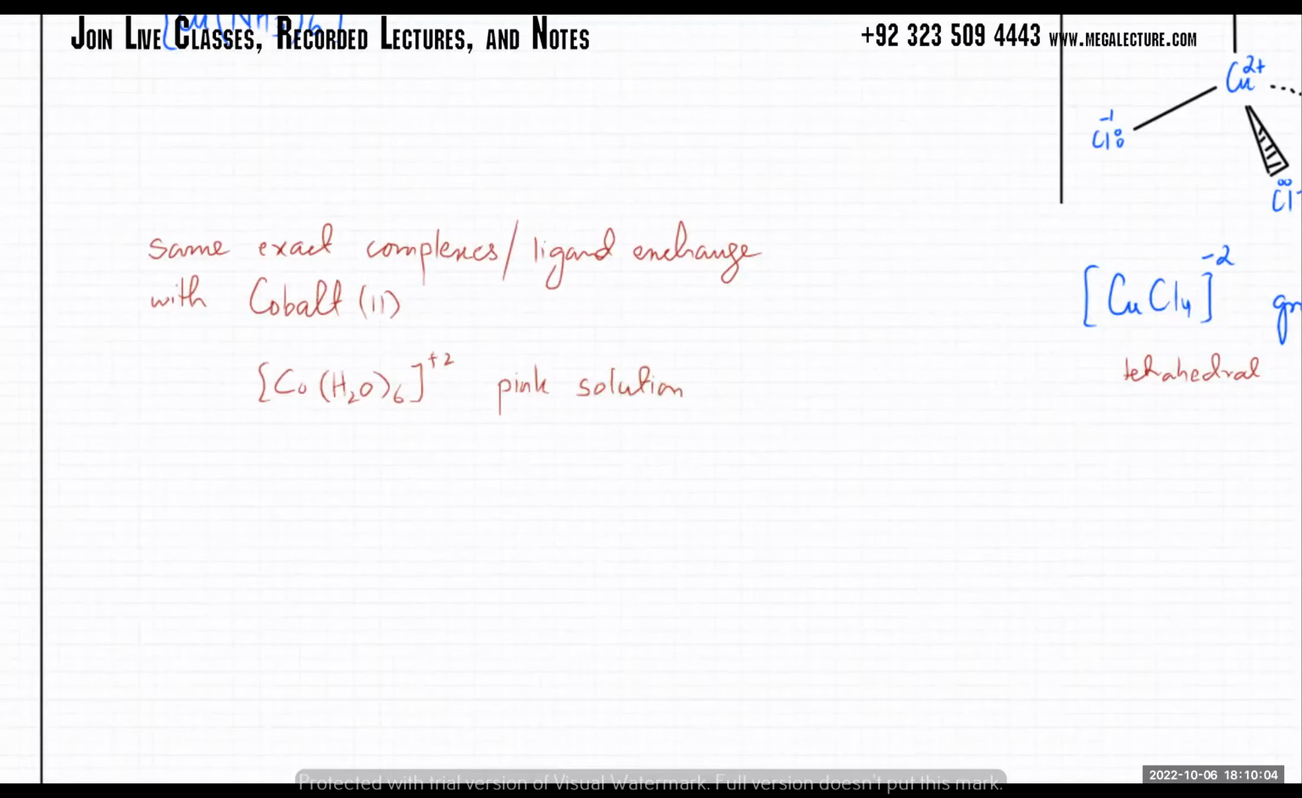Then you have cobalt hydroxide. That can also be formed. So it's going to have 4 water molecules and it will have overall no charge. That's going to be a green precipitate.